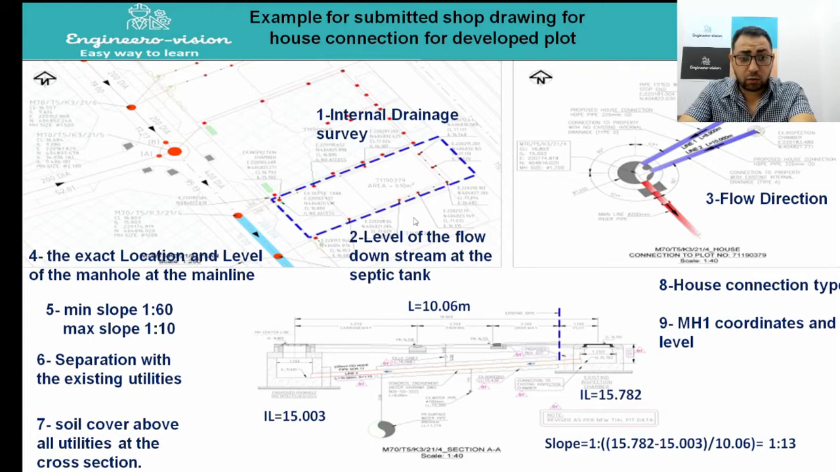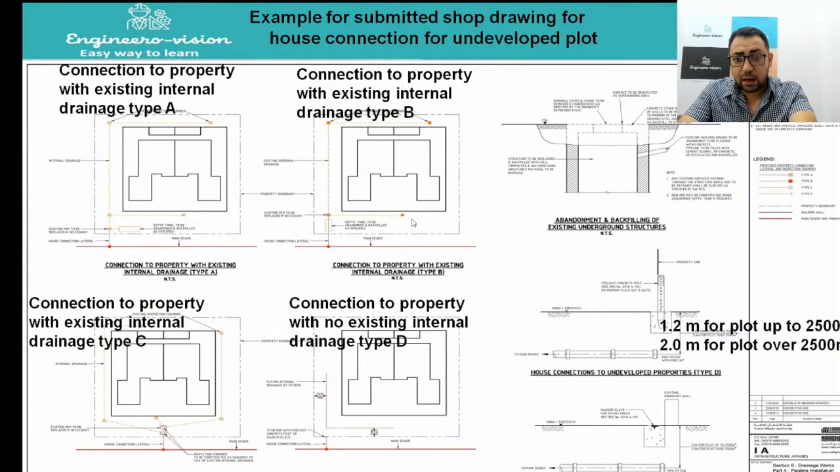One last thing I'd like to add in this sample is that the connection to the manhole could be a direct connection, a ramp connection or a vertical connection. We call it vertical backdrop, ramp backdrop or direct connection. In the coming sessions, we'll go into details on how these connections are constructed, what the standard drawings are for them, and what the minimum requirements are for each connection. This is the house connection type.